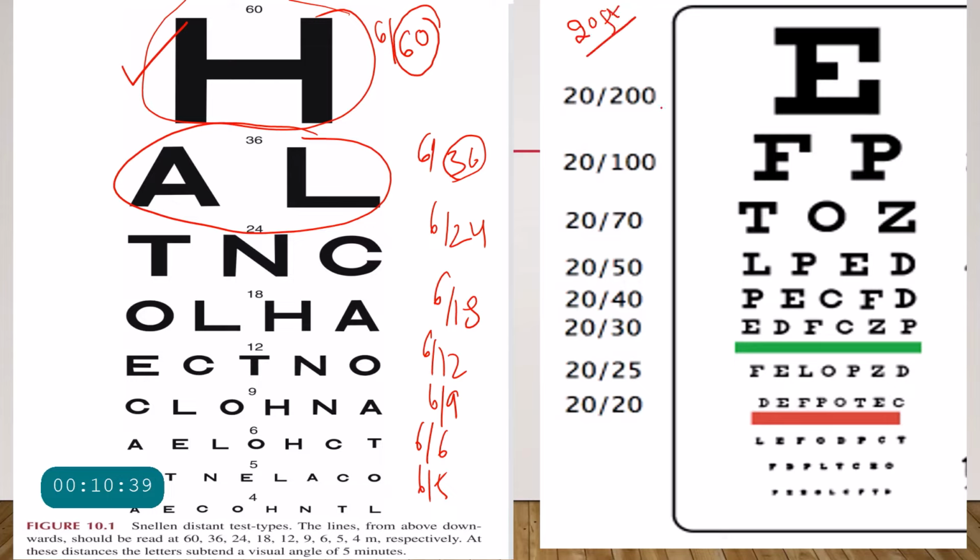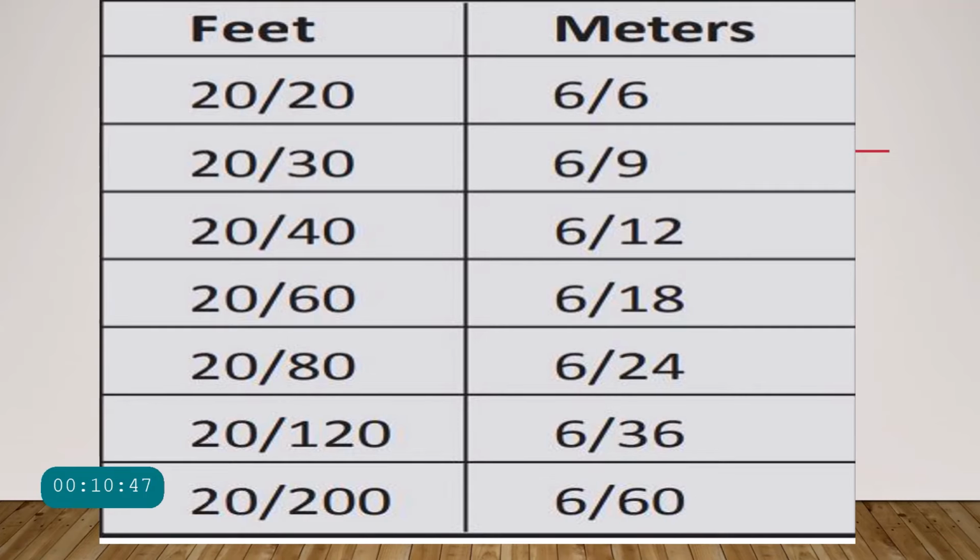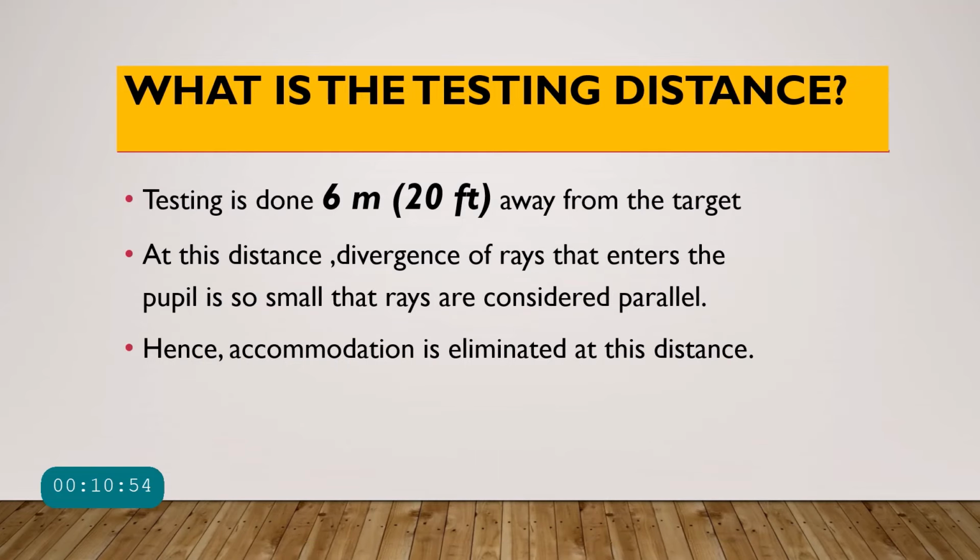So we have 20 by 200, 20 by 100, 20 by 70, 50, 40, 30, 25 and 20 by 20. This chart over here is actually comparing the feet system with the metric system and its equivalents. Now the question is, why is a testing distance of 6 meters or 20 feet taken for testing in the Snellen's chart? The testing is basically done at 6 meters. This we all know, or it can also be referred to as 20 feet from the target.